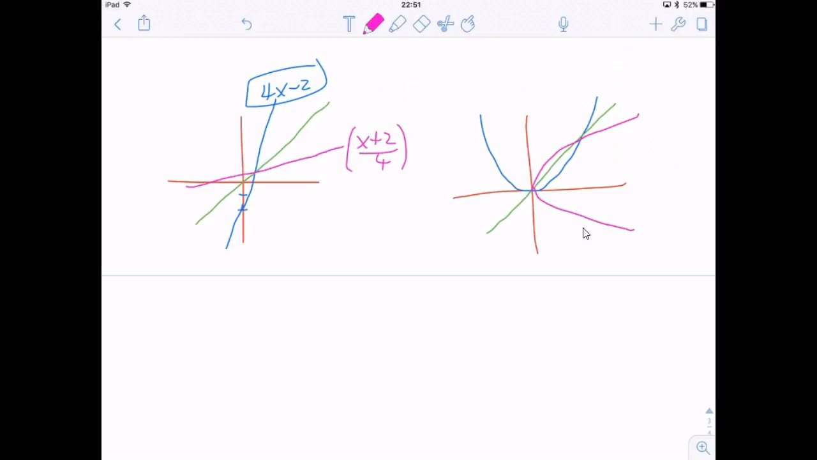And let's see, is the pink parabola a function? No, it's not, right? Because if I do the vertical line test, I cross it at two different places given a certain value of x, right? So this is interesting. I have a blue function, which when I take the inverse is not a function. Okay, so some functions don't have an inverse function. All right?